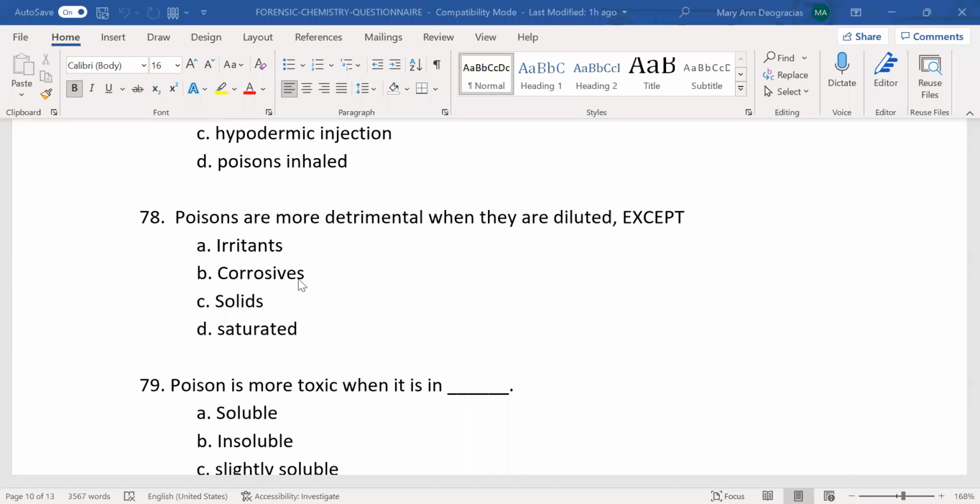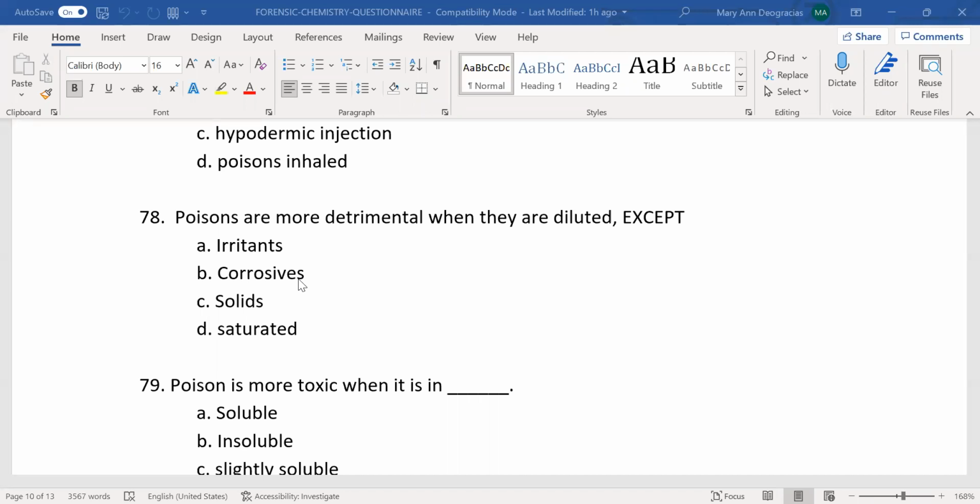Ang mga solids, no? Pag natunaw yan sa water, kasi ang universal solvent natin is water eh. So kung madaling matunaw yan, mas delikado, lalo kung nakain yung poison. What will happen? Kasi madali siyang ma-absorb pagka natutunaw yung solid. Even the saturated solids or saturated solutions, mapa-solid yan, mapa-liquid.